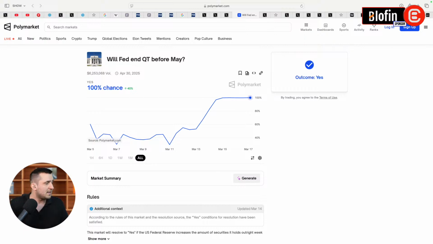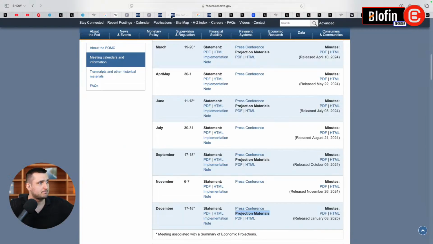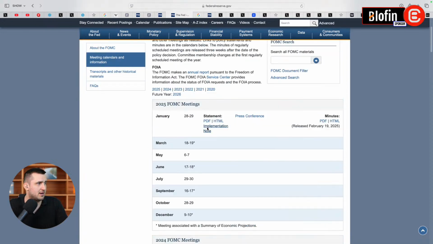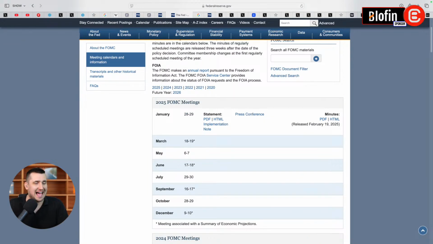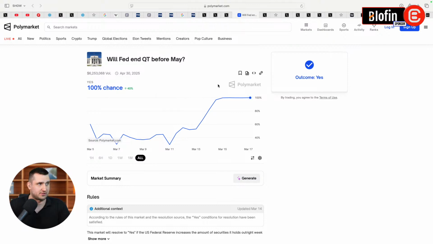The interesting part is that on Polymarket, at a 6.2 million bet, this is quite crazy, it projects at 100% that the Fed will end quantitative tightening before May. Now, let's not forget May. This is the last meeting before May. So if it doesn't end now, this thing is going to 0.